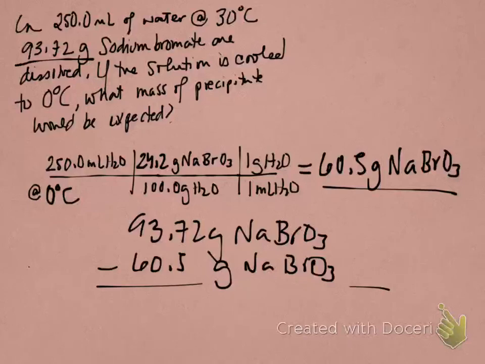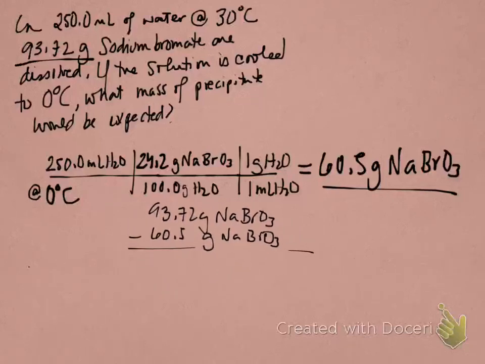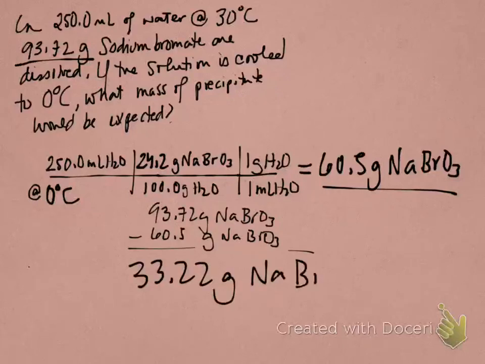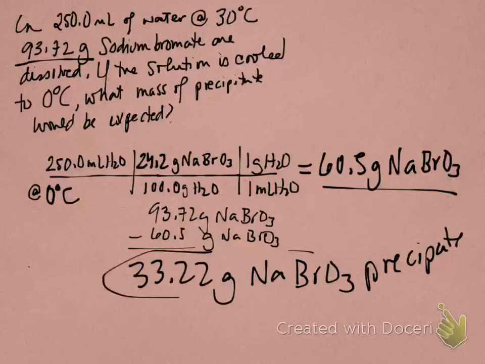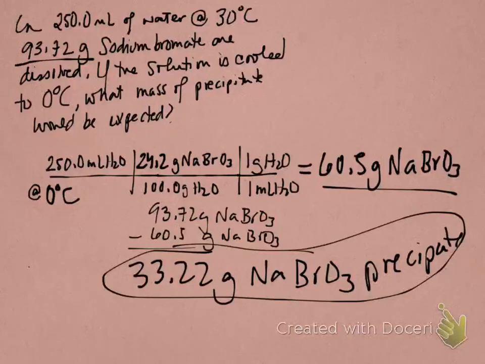What do you get? 33.22 grams of sodium bromate. Yeah. You're going to get 33.22 grams of sodium bromate precipitating out. Okay? So that's what you're going to expect to see sort of fall out of that solution. And it's like magic. It just starts to appear, little snakes.